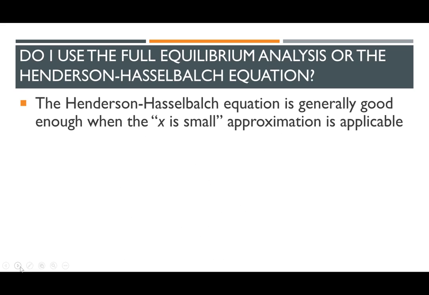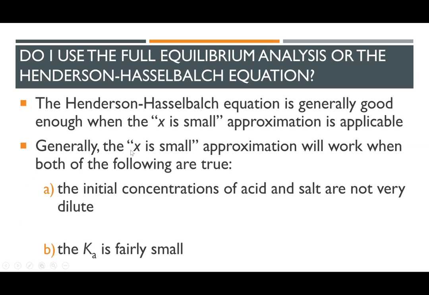Okay. So just some facts about this. So when do I use the full equilibrium analysis? So that 4-step problem versus the Henderson-Hasselbalch. So the Henderson-Hasselbalch equation is generally good when the x is small approximation is applicable, when that works. Okay. So when does the x is small approximation work? So if the initial concentrations of acid and salt are not very dilute, so that means that they're fairly concentrated. And then when Ka is fairly small.